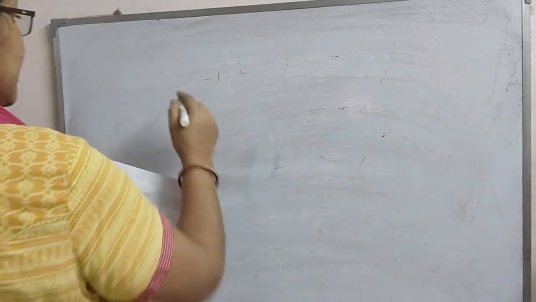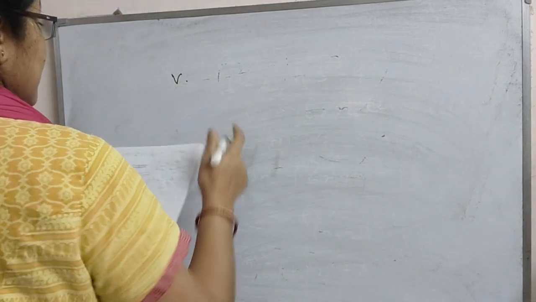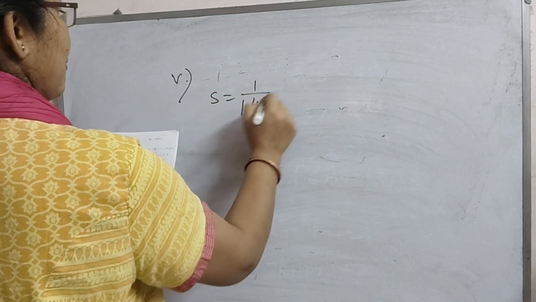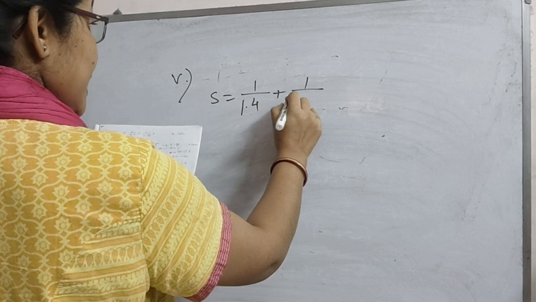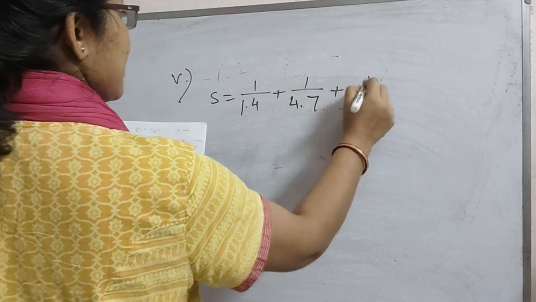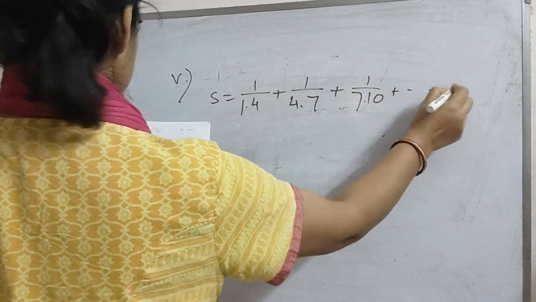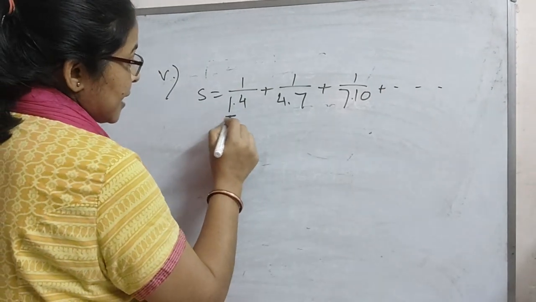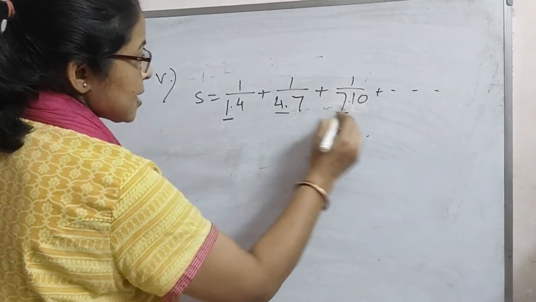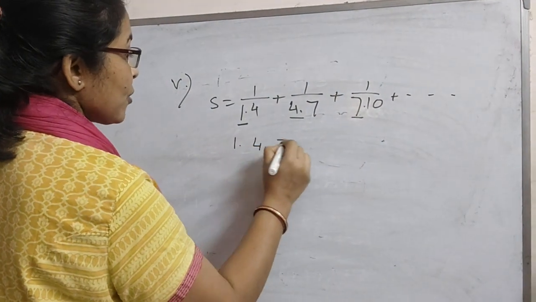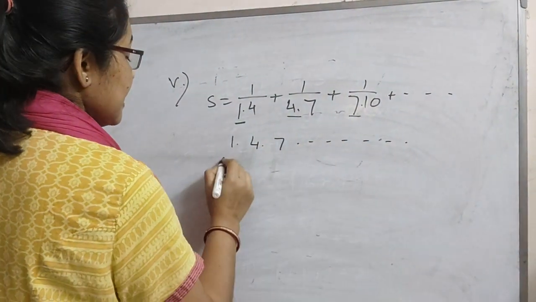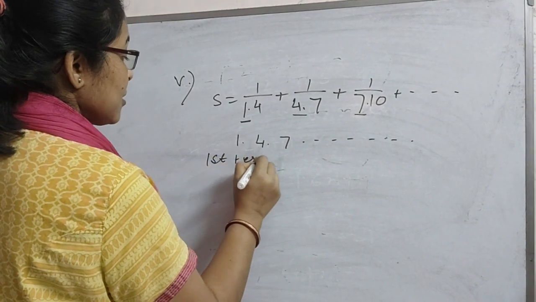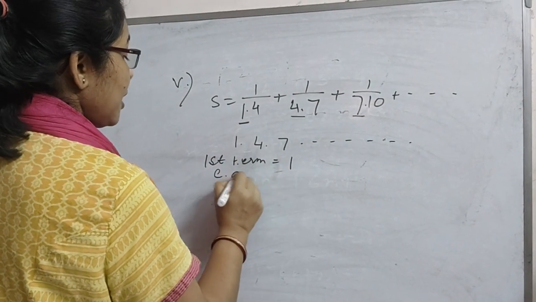I will start sum number 19(4). S equal to 1 by 1.4 plus 1 by 4.7 plus 1 by 7.10 up to n terms. Here I consider first term, this is first term, this is first term, that means 1, 4, 7. Here first term is 1, common difference 3.